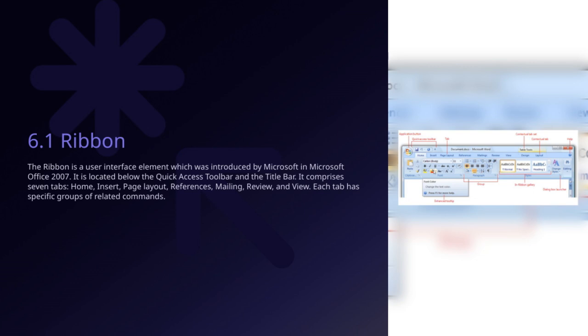The ribbon is organized into 7 tabs: Home, Insert, Page Layout, References, Mailing, Review, and View. Each of these tabs contains specific groups of related commands, which helps keep things tidy and intuitive. The idea here is to streamline your workflow by grouping functions logically, so you don't have to hunt through menus. As we continue, you'll see how this design improves efficiency and makes working with Office applications more user-friendly.